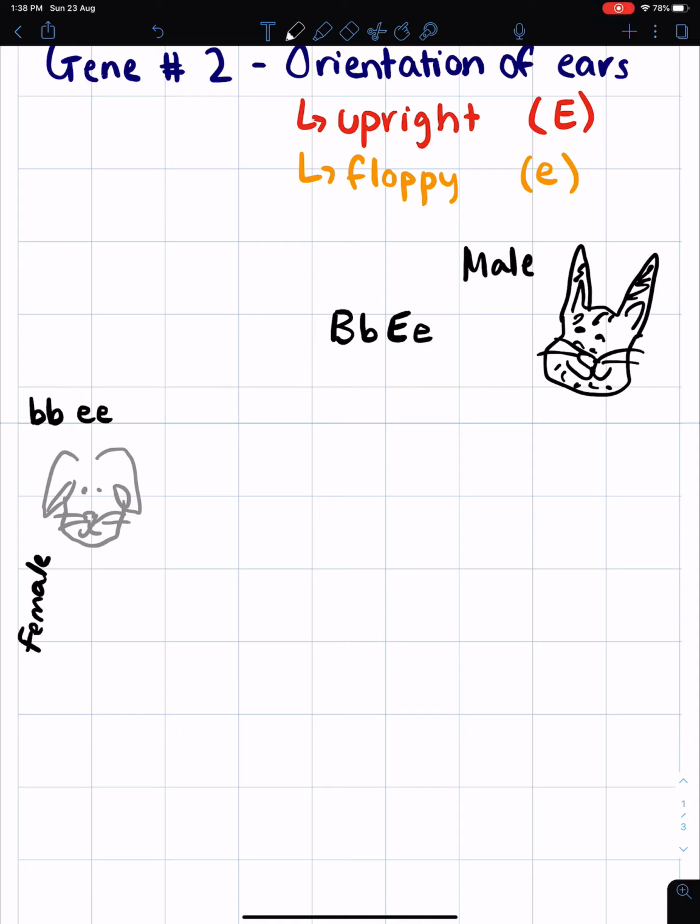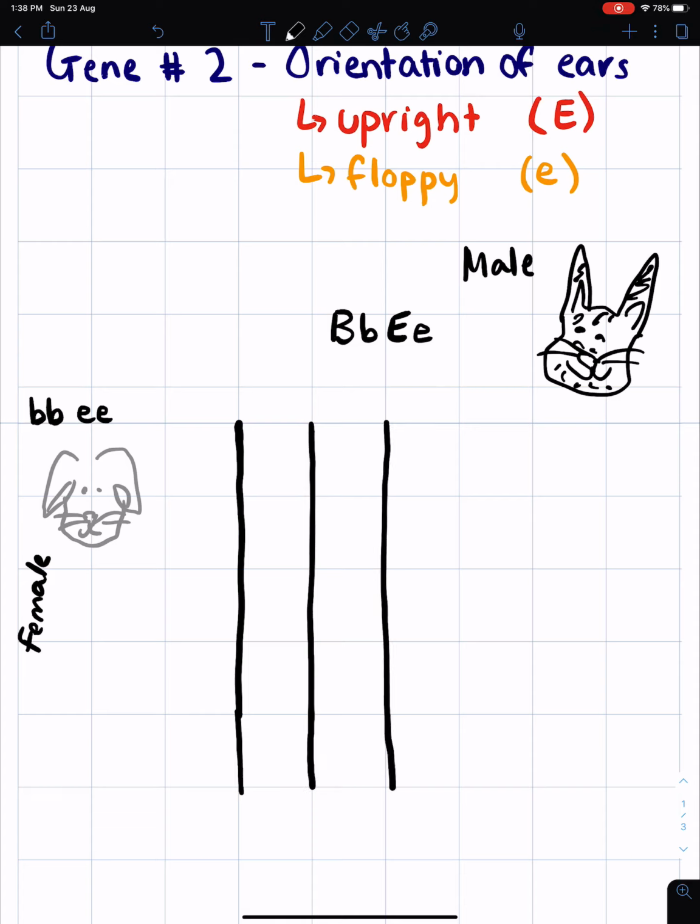Now what we have to do is we have to complete a Punnett square to show the expected genotypes of their offspring. And this is where we create our big boy Punnett square. It looks like this. 1, 2, 3, 4. These squares in the background are really useful for me.